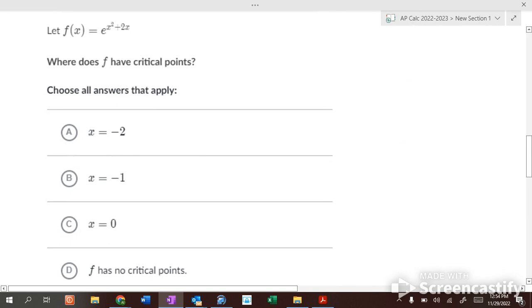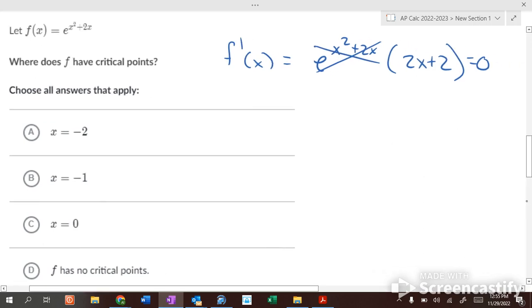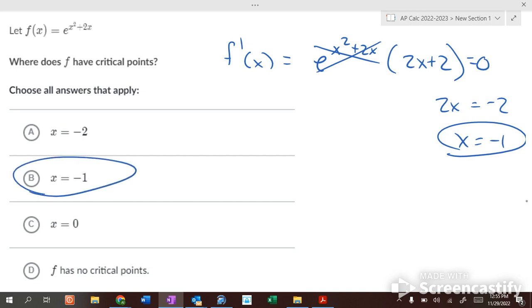All right. We have critical numbers on this one, though. Trust me. What's the first derivative of this bad boy? It's e to the x squared plus 2x times 2x plus 2. Set that equal to 0. Don't worry about this part. Worry about this part. Where is this equal to 0? Well, 2x equals negative 2. x equals negative 1. So negative 1 is a critical number.